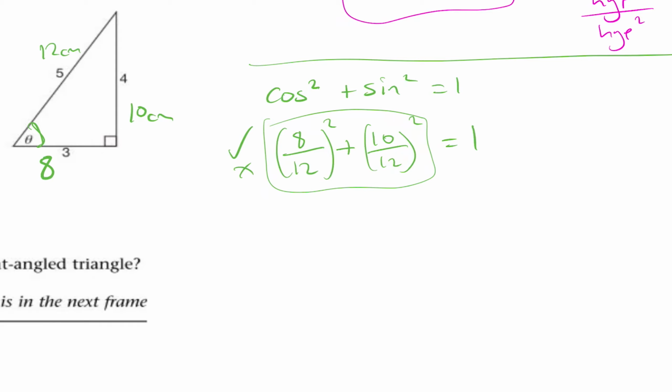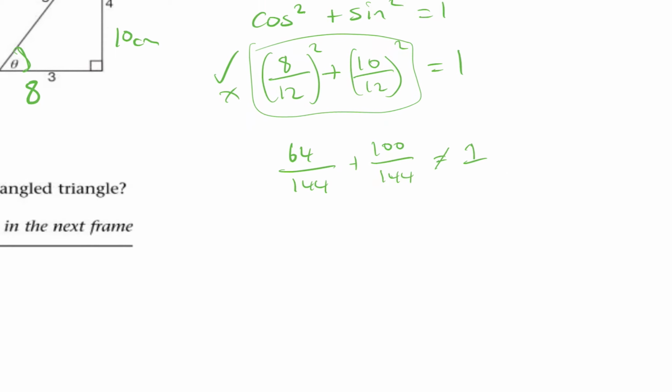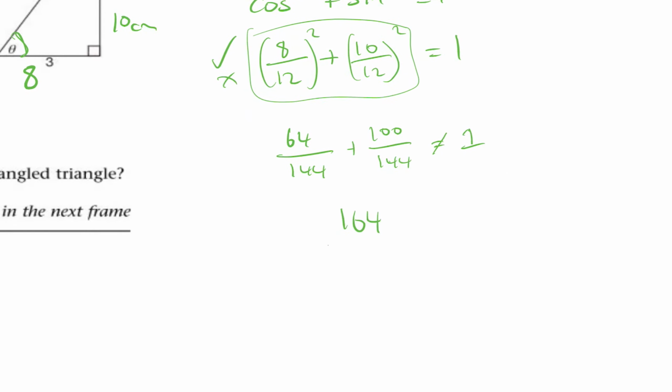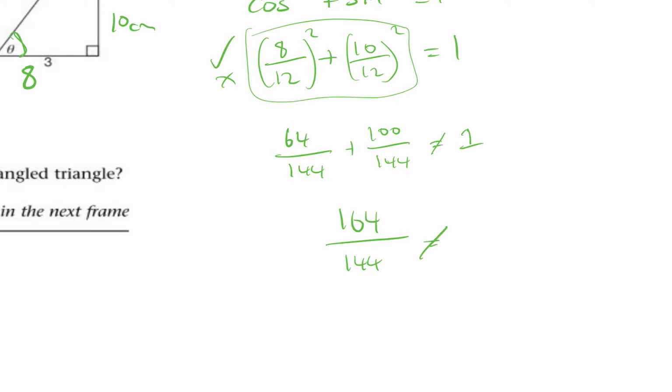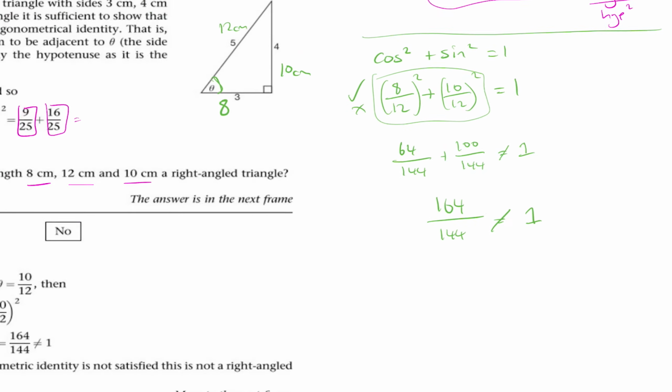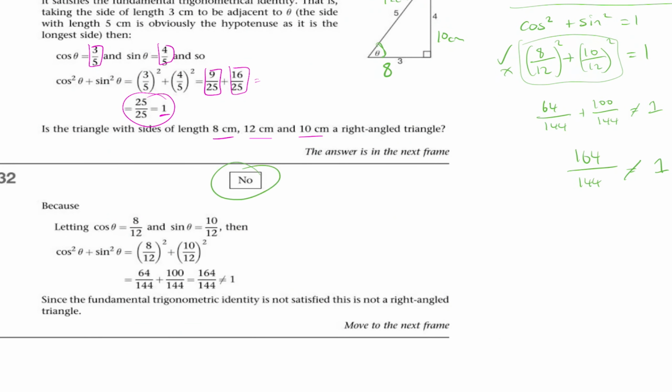Cool. So squaring 8 leaves you with 64. Squaring 12 leaves you with 144. Squaring 10 leaves you with 100. Squaring 12 again, 144. Does that equal 1? No, it doesn't. Why? Because you've got 164 over 144, and that, my friend, does not equal 1. So as you can see here, the answer is no.